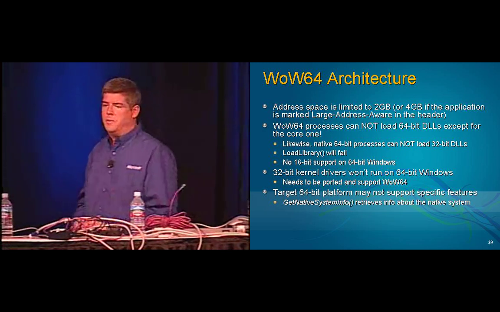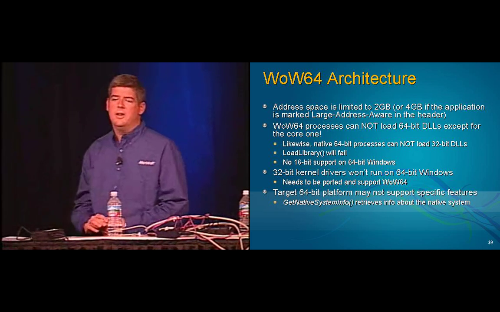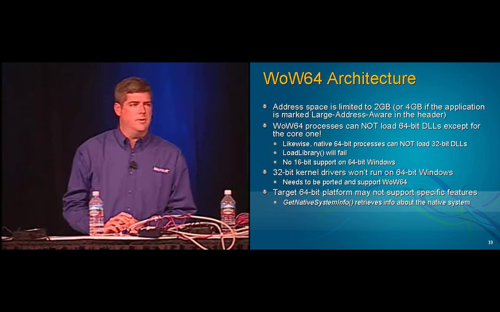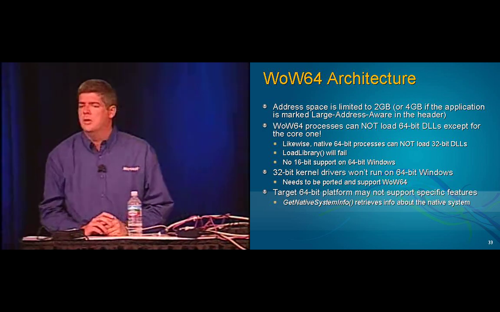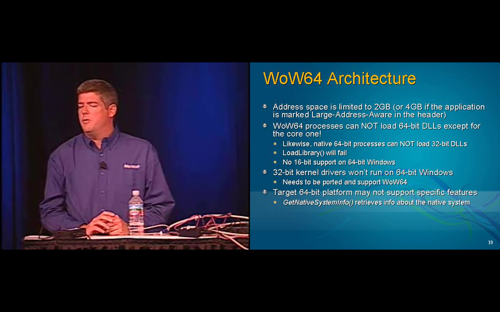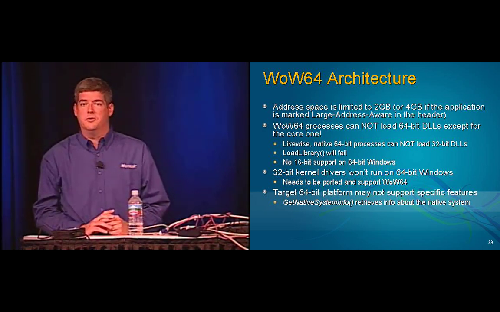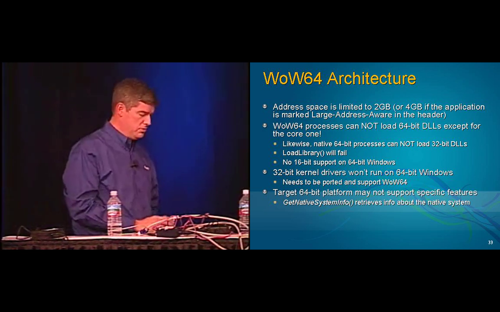Your target 64-bit platform may not support all possible features. So your application can call a new API, GetNativeSystemInfo, which is Win32, and that retrieves info about the native system. It's not emulated, it's not hidden, and clearly if you're using it, you're, in theory, a new application and therefore following the new rules.